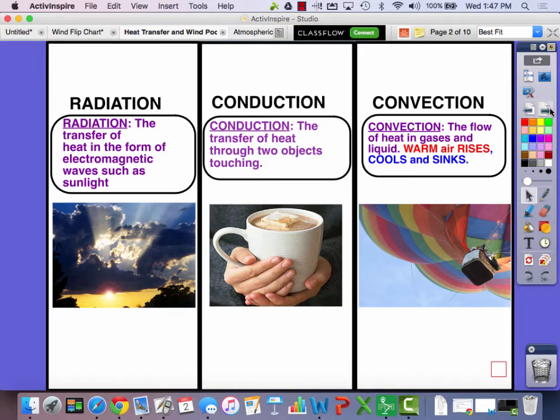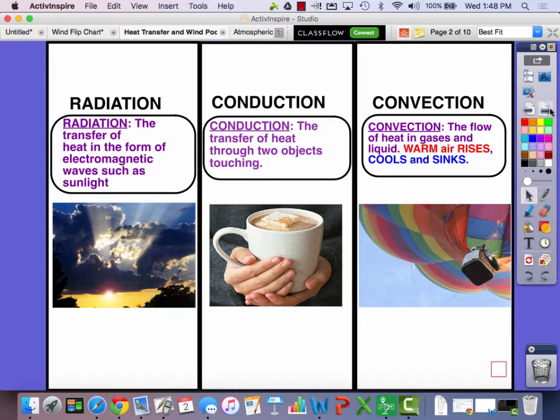Second type is conduction, and this is the heat transfer through two objects touching. So like the picture, somebody holding that nice warm cup of hot chocolate, or air touching land or water, or you hugging somebody really warm when it's cold outside.